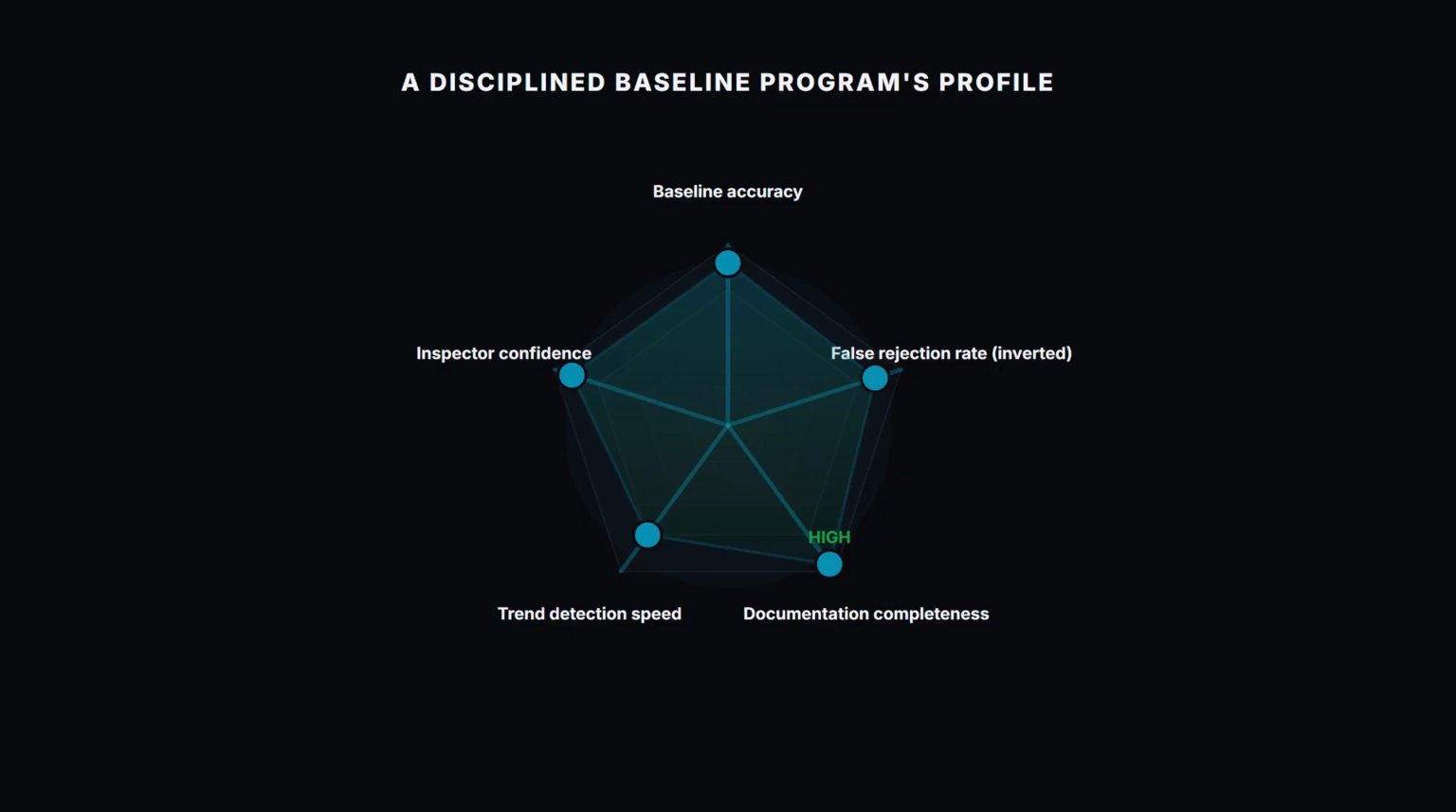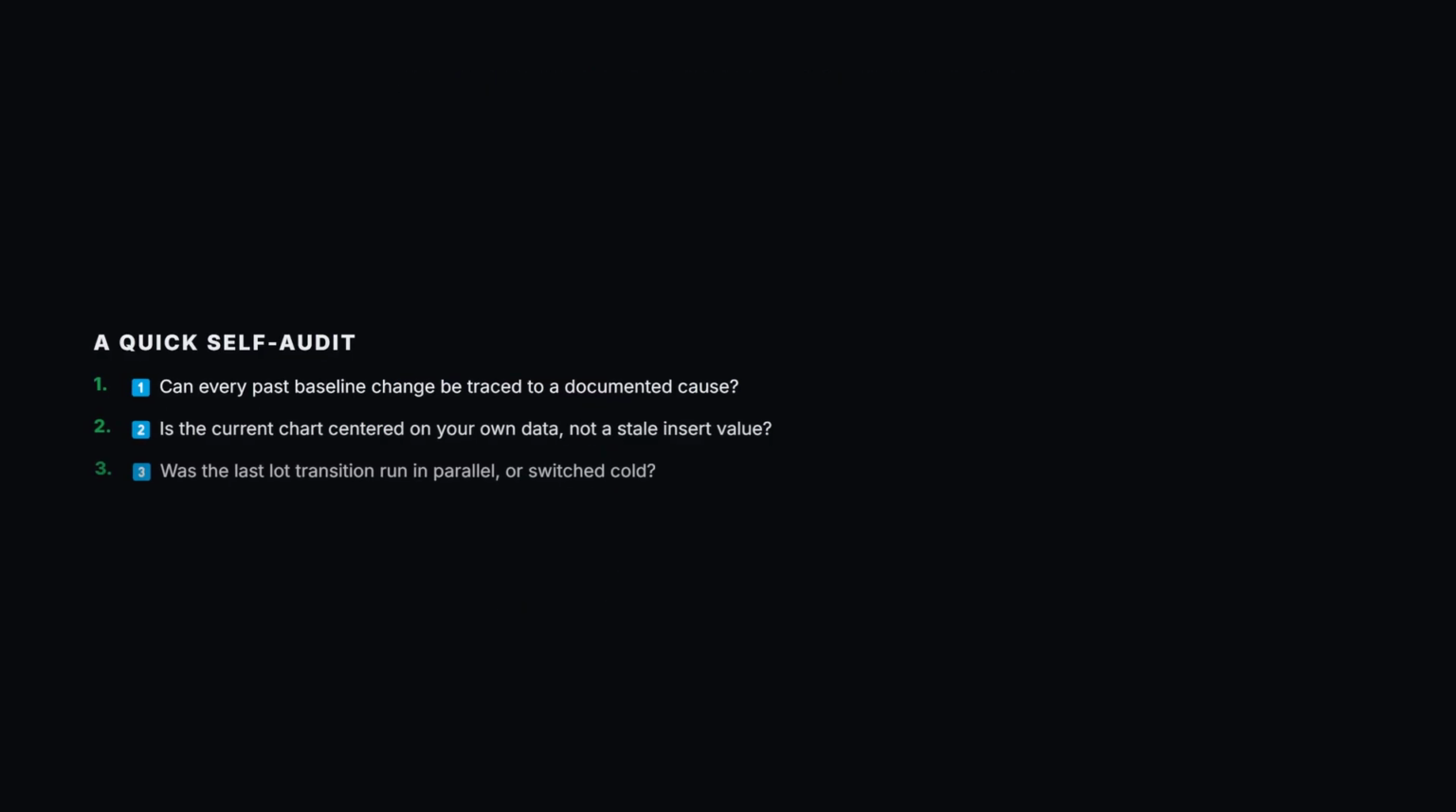For any lab auditing its own practice, 3 honest questions cut straight to the heart of it. Can you trace every baseline change on file back to a documented cause? Is your current chart centered on your own data, not a stale insert value? And was your last lot transition actually run in parallel, or just switched cold?